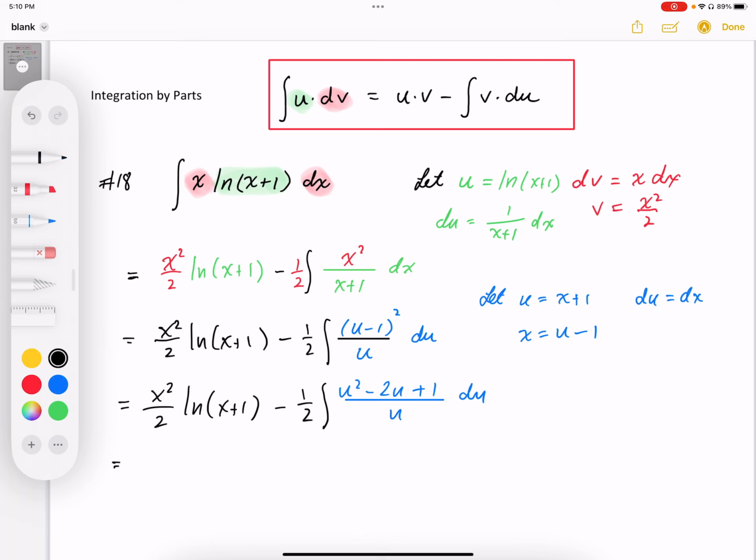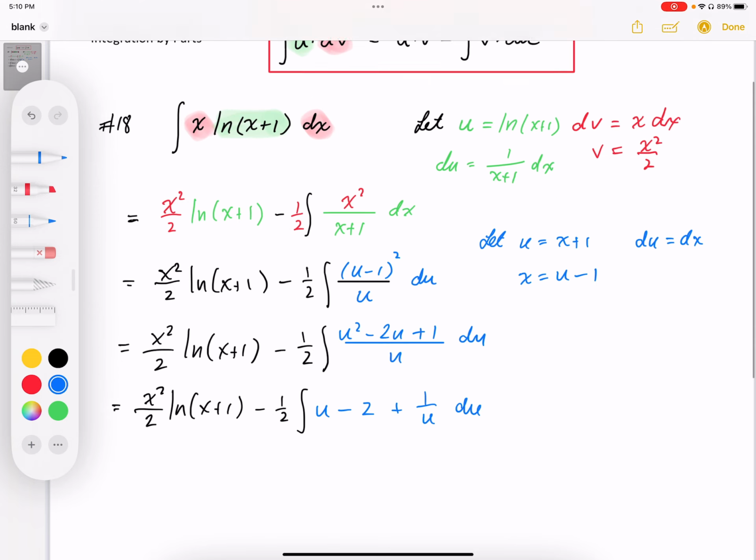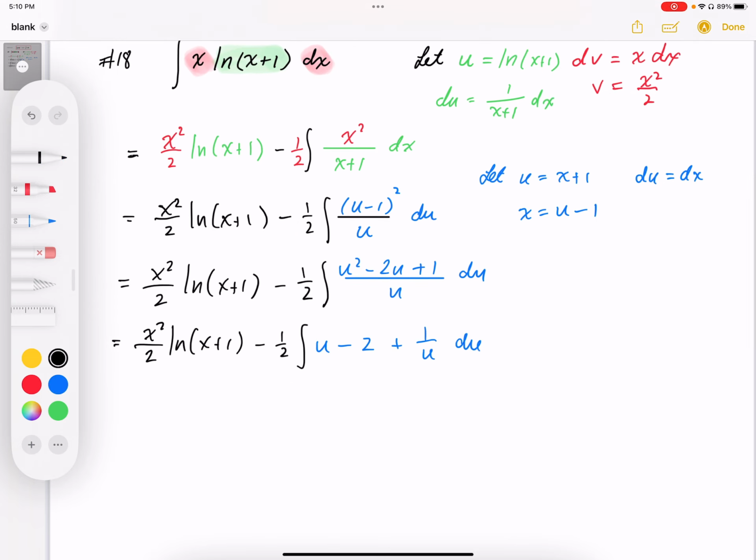Okay, so my expression looks like this. Log x plus 1 minus 1/2. My integral now becomes u squared divided by u, that's just u, minus 2 plus 1 over u du. All those terms can be anti-differentiated.